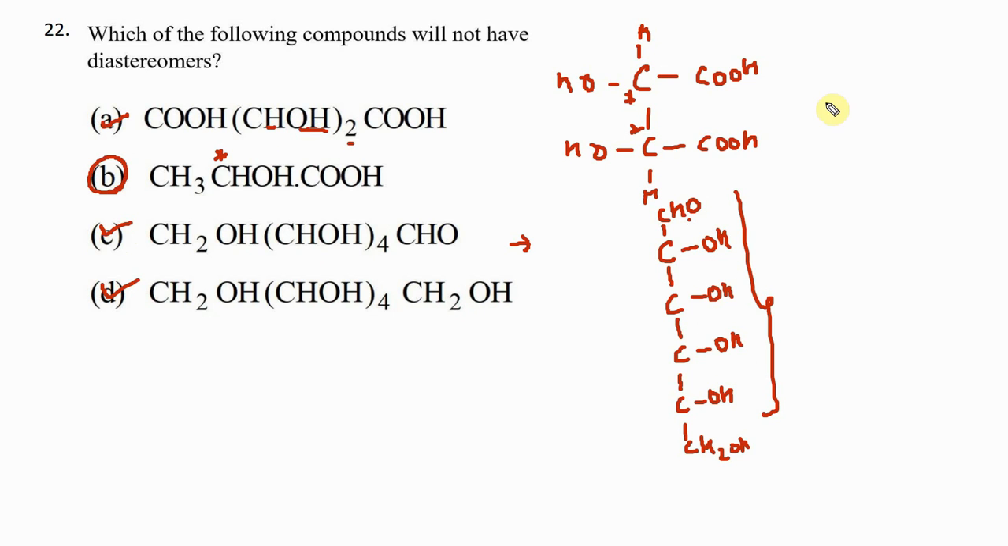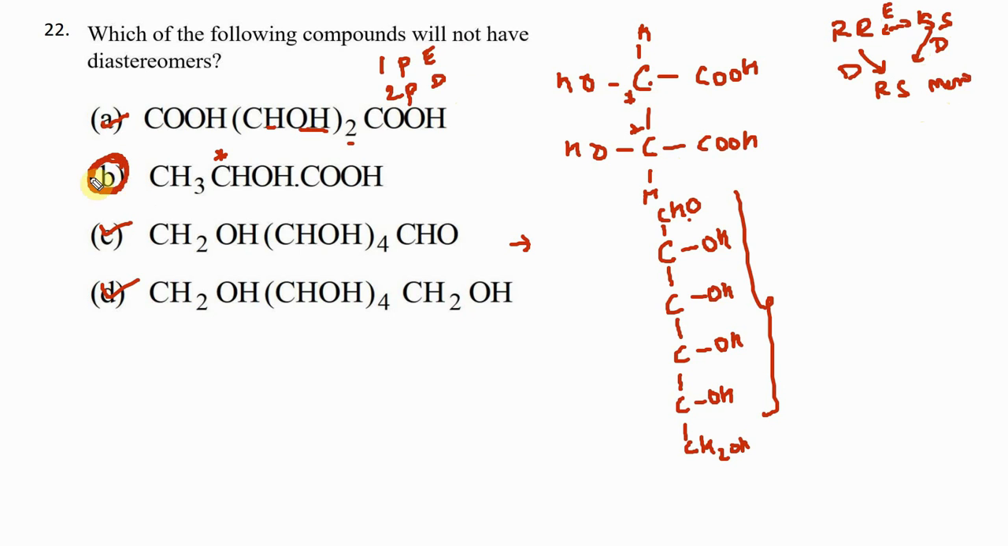What is the diastereomer of this one? For tartaric acid, what can we have? We can have RR, correct? Both can be RR, SS, or RS. RS is an internal compensation, this is meso. So what are these two? These two are enantiomers. What are these two? Diastereomers. So tartaric acid, like we saw, has one pair of enantiomers and two pairs of diastereomers.